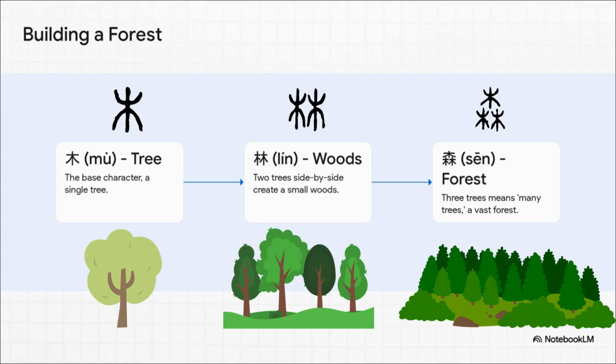Makes total sense. But what if you want to show a huge, dense, massive forest? Well, the character creators did something brilliant. They put three trees together to make Sen. You see, in Chinese culture, the number 3 often just implies many or a lot. So this character is basically shouting, there are so many trees here you can't even count them.